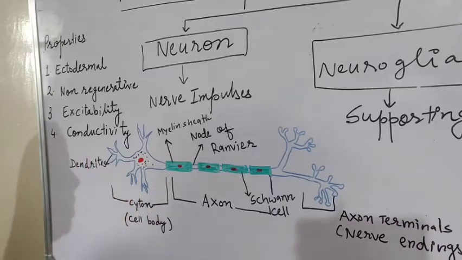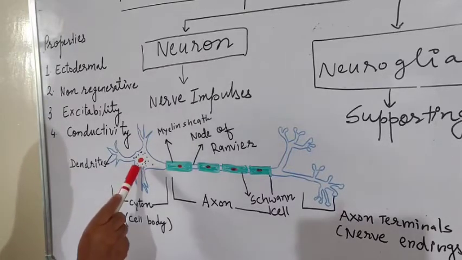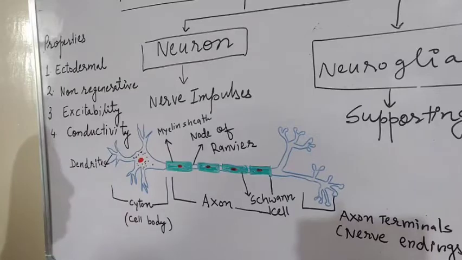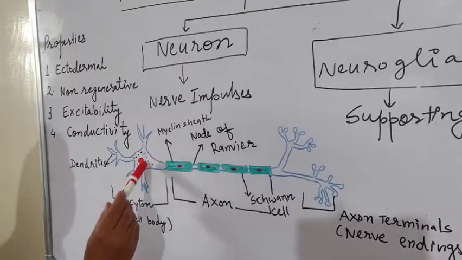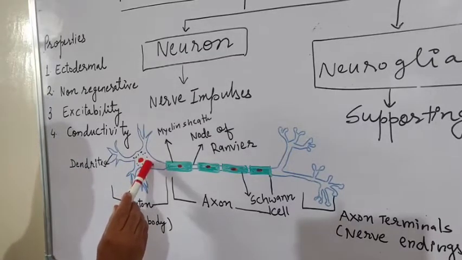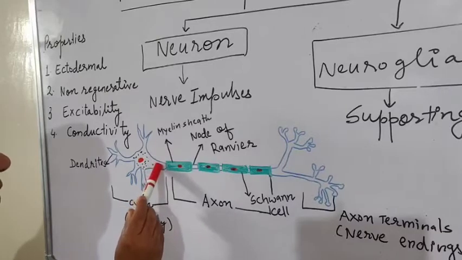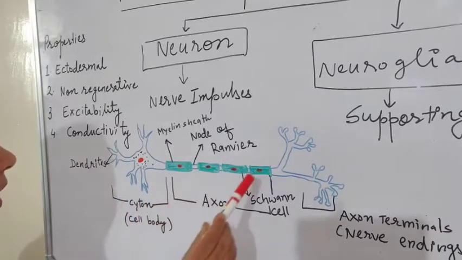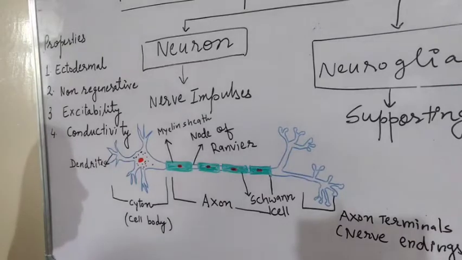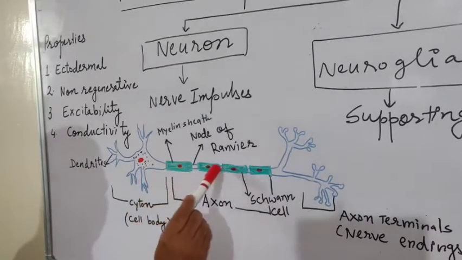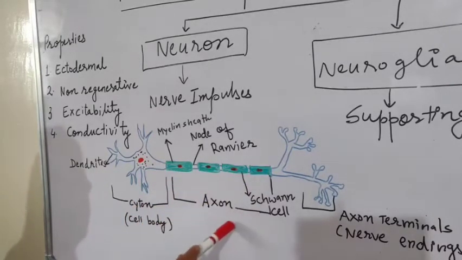The cell body has a very large central nucleus. There are many cell organelles and there are certain granular parts which are called Nissl granules. These Nissl granules are basically responsible for producing proteins. They are actually the rough endoplasmic reticulum. Now this cyton becomes a long fiber-like structure, which is commonly called a nerve fiber. It is a cylindrical long nerve fiber called the axon.